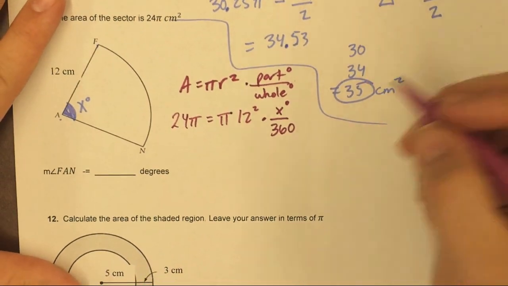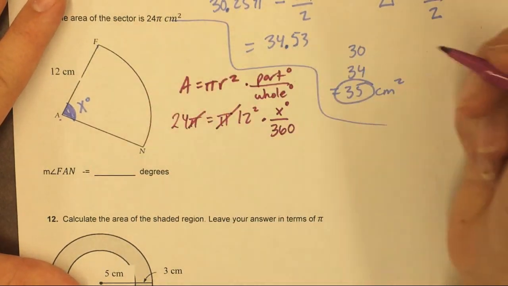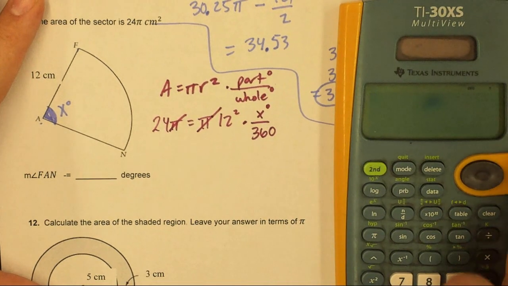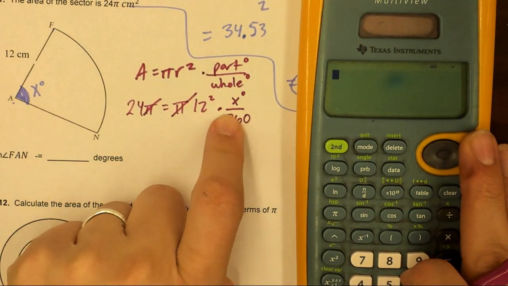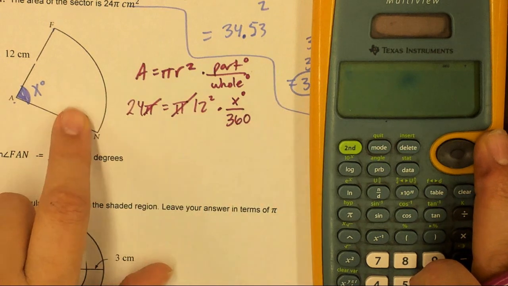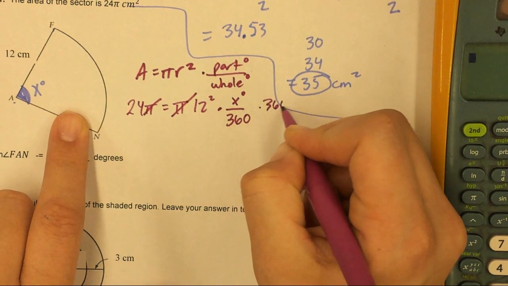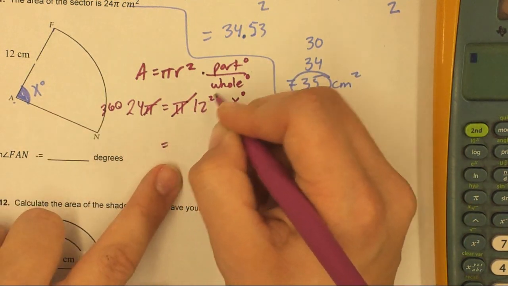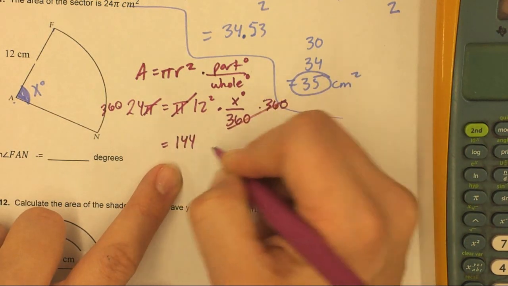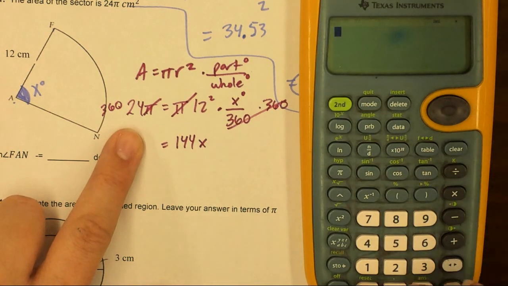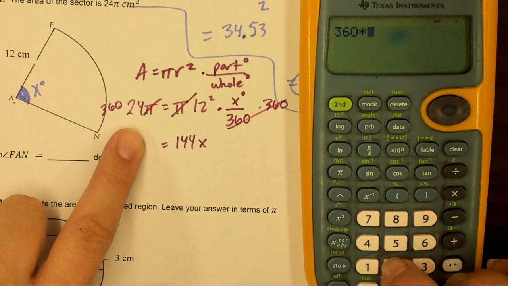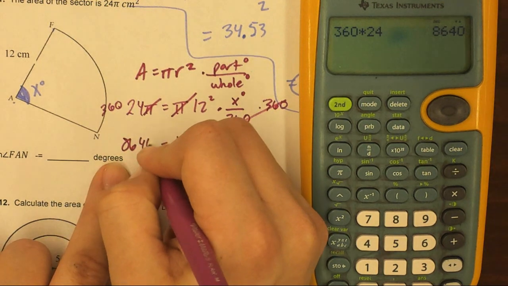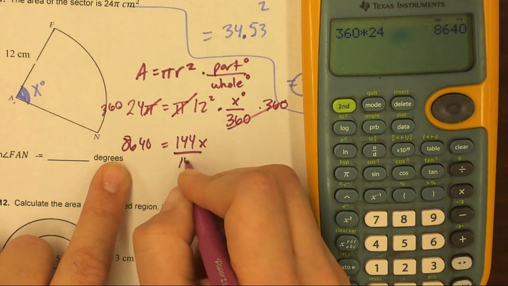So at this point, we're just solving for x. These pi's can cancel. That's easy. Let's do some backwards math. This is divided by 360, so I'm going to multiply both sides times 360. I'm left with 12 squared, which is 144, times x, and over here, that's a big number, 360 times 24. Then divide by 144.